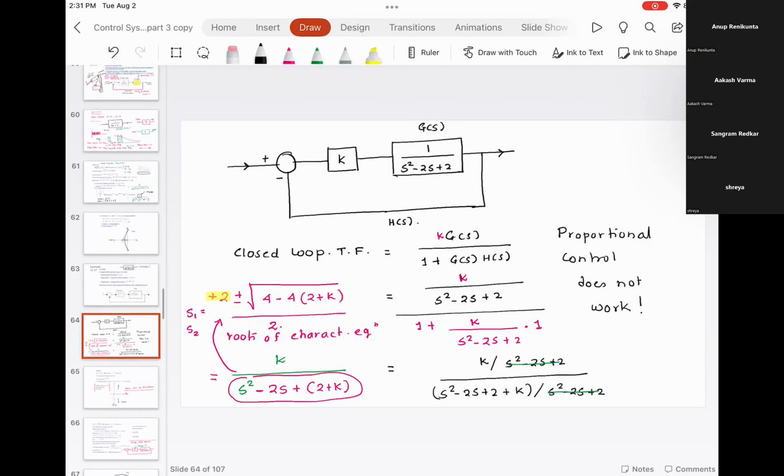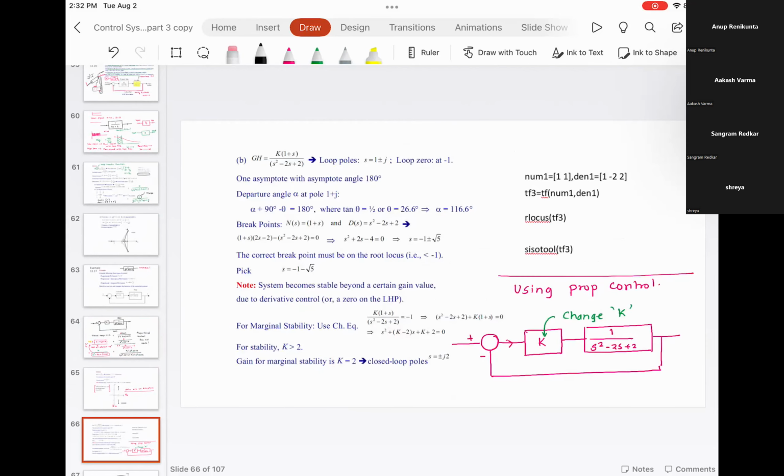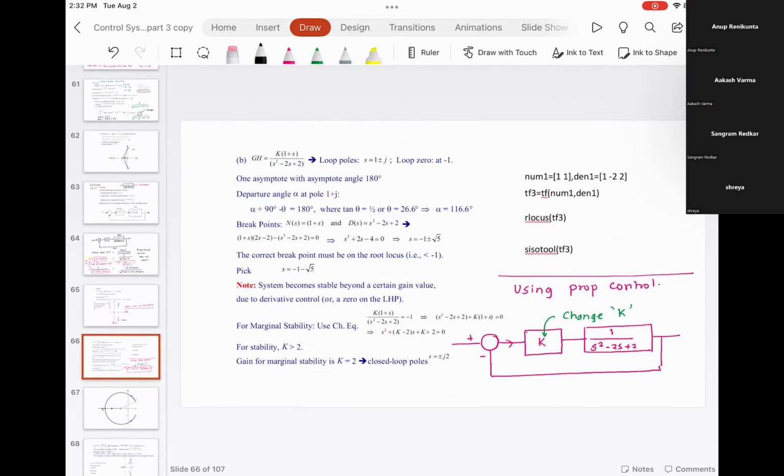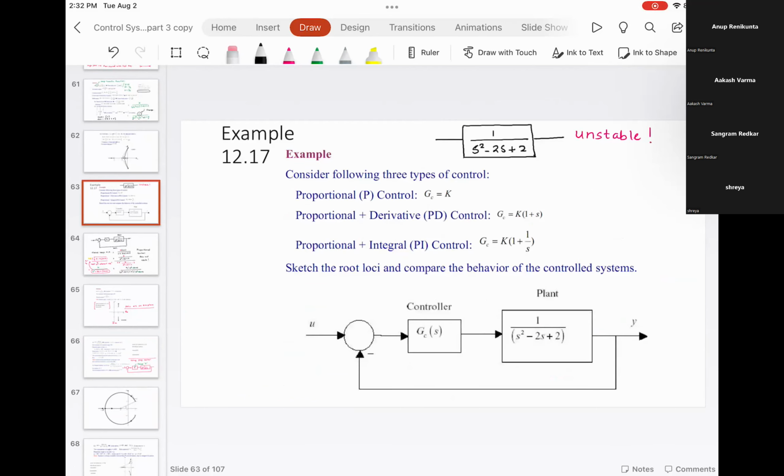So now we established that the proportional control does not work. Now, next question is, would proportional plus derivative control work? What does it mean by proportional plus derivative? I just want to give you an idea. Basically, it is like Kp times e plus Kd times e dot. So this is the controller equation.